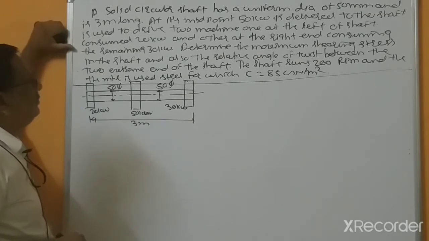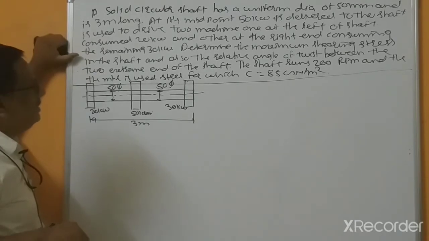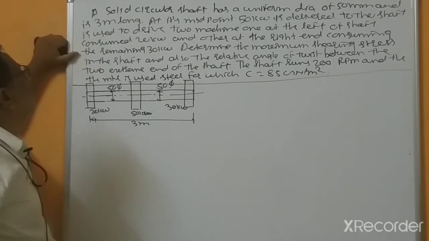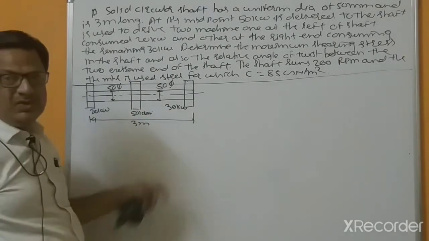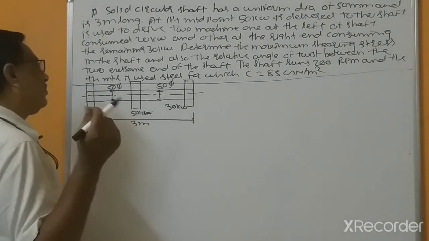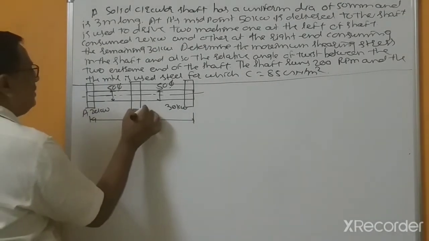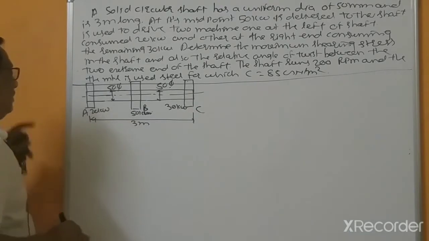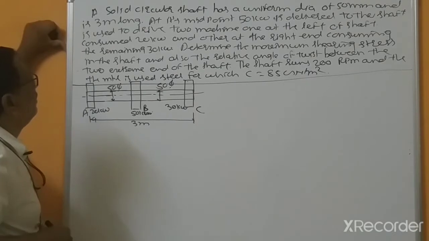These are the two machines. As per the description, we draw that figure. Determine the maximum shearing stress in the shaft, and also the angle of twist. Because here 20 kilowatt and 30 kilowatt, definitely the shear stress at the 30 kilowatt end is more, and the angle of twist is also more at the right hand. Suppose this is A, this is B and this is C.